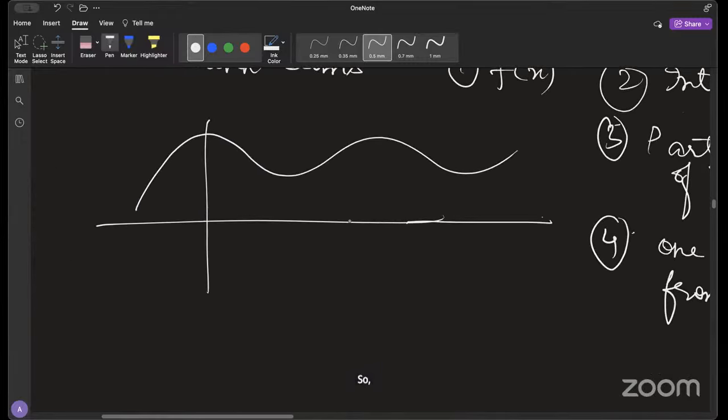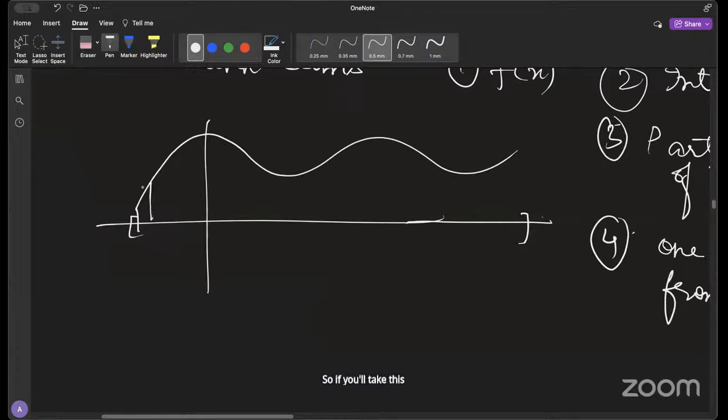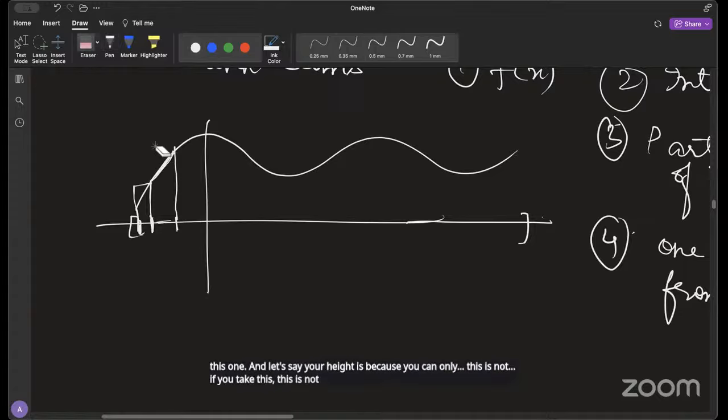So your Riemann sum is basically, let's say you have to find the area under this curve. And how do you do it? One simple way is, let's say this is where your function is defined. One simple way is you draw rectangles here. If you take this and you're drawing the rectangle, and you're taking the height to be this, then this is one rectangle. And the next one you're taking is, let's say, this one. If you take this, it is not a rectangle, right?